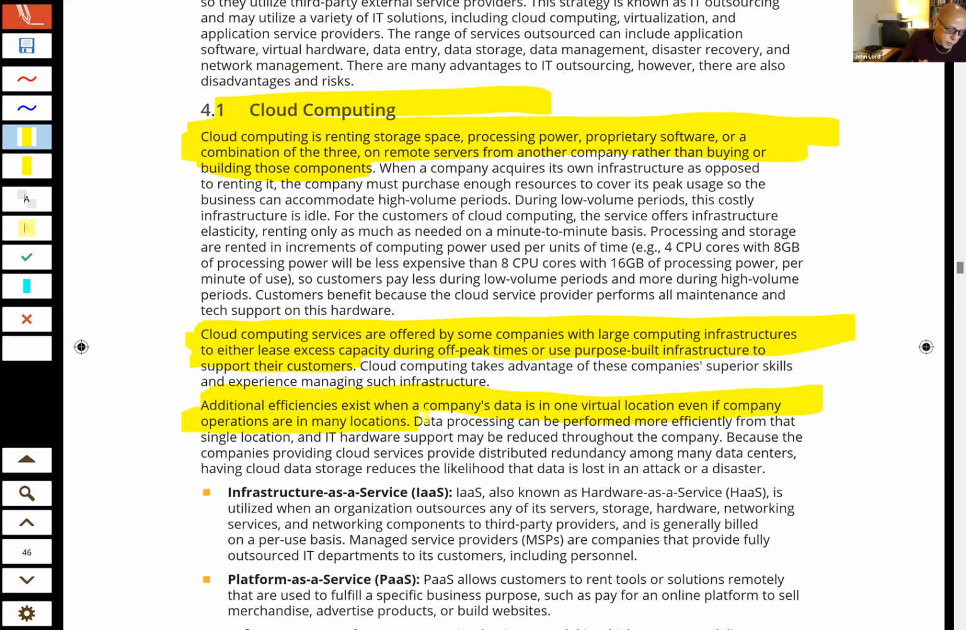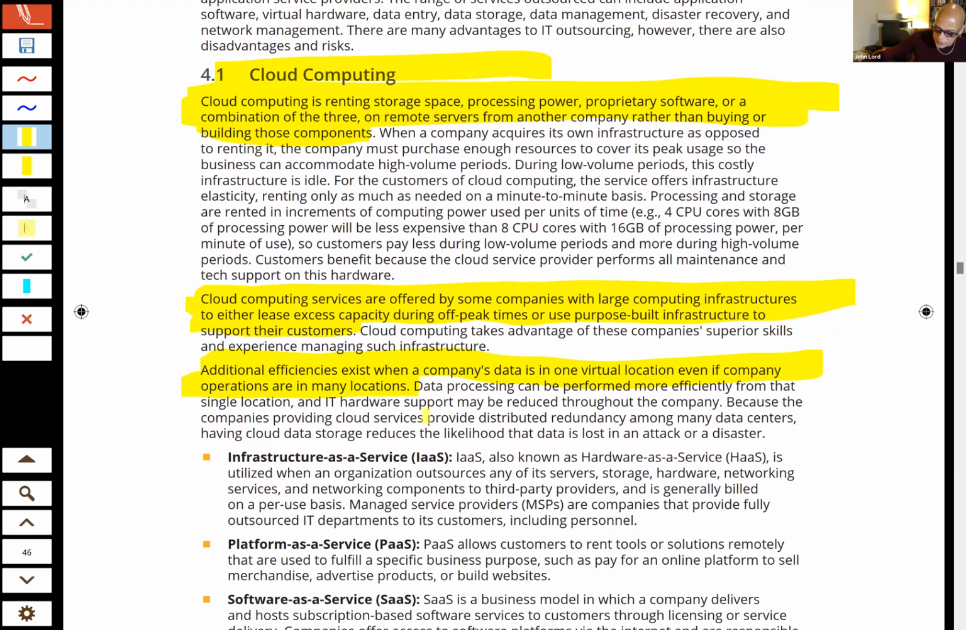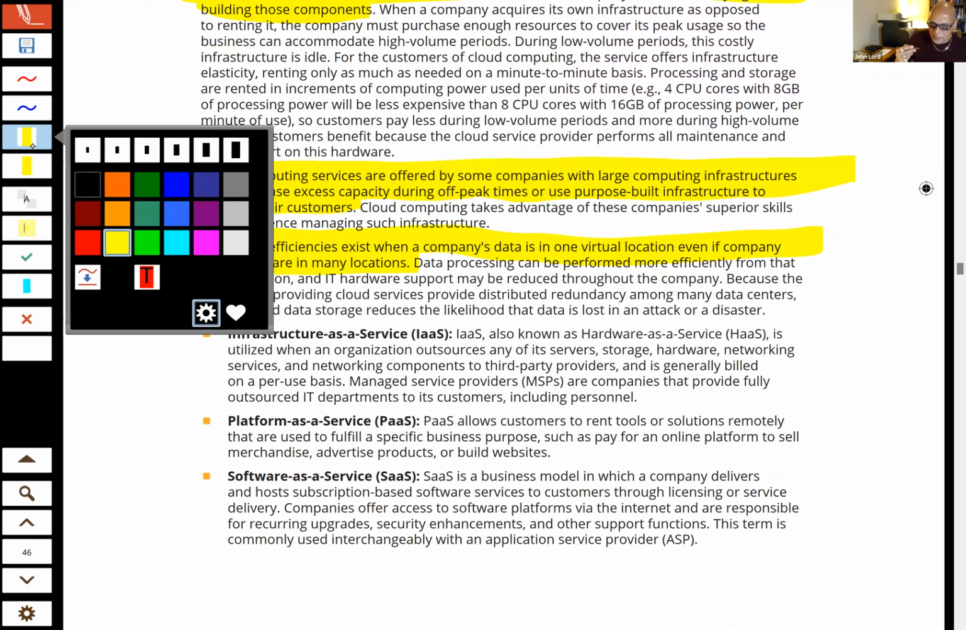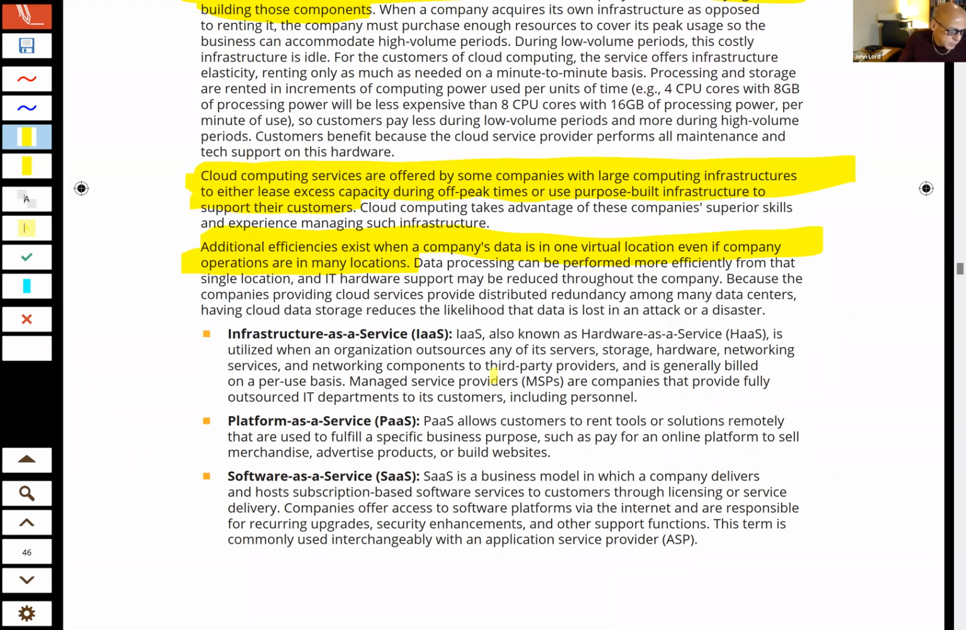Okay, so let's take a look at what some of these cloud computing things are. And guys, all we're doing here, to be honest with you, is putting terms on things that you use every day. So this isn't really something that special anymore. Okay, so infrastructure as a service, also known as hardware as a service, is utilized when an organization outsources any of its servers, storage, hardware, and networking components to a third party. Okay, so you can go ahead and flashcard that.